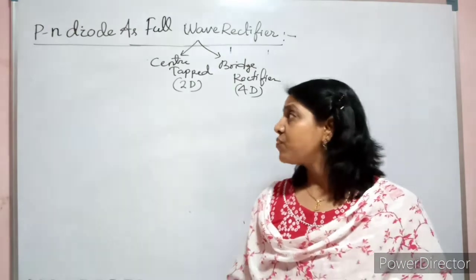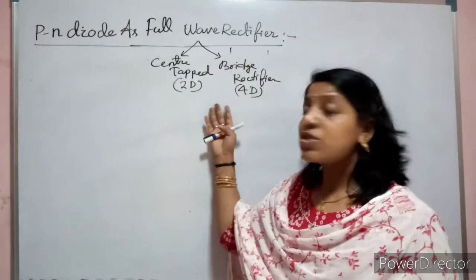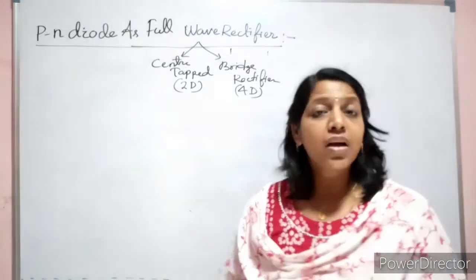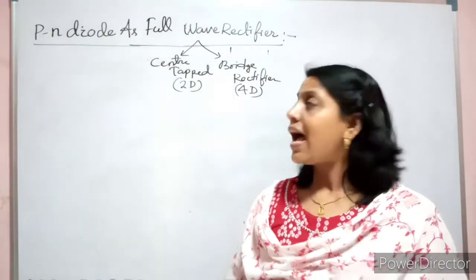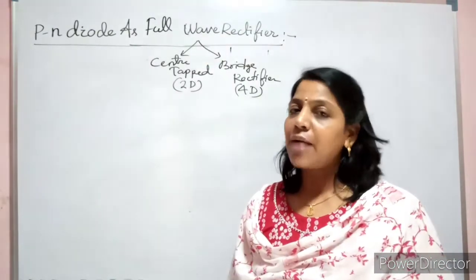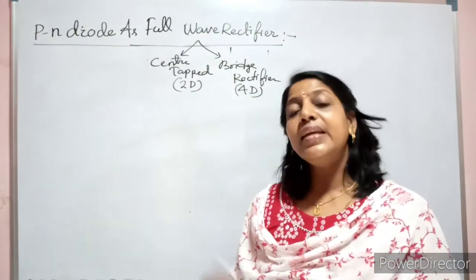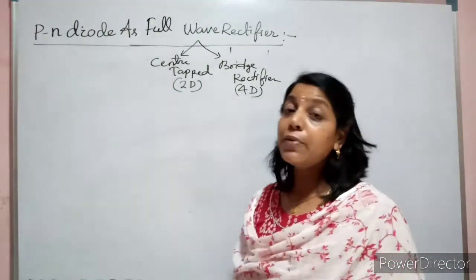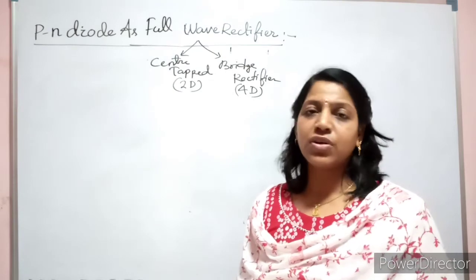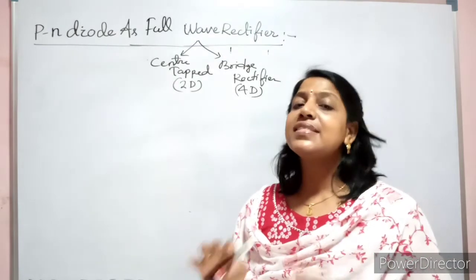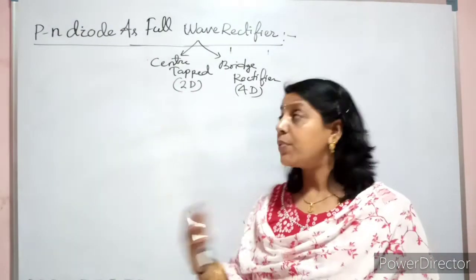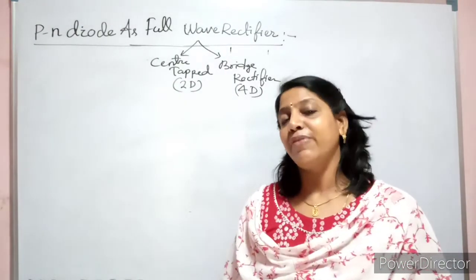Now the question will come to your mind, why are you using 2 diodes here, why are you using 4 diodes here. I'll explain one by one. In this lecture, I'll explain the center tapped full wave rectifier. Then in my next video, I'll explain the bridge rectifier. After the completion of this, I'll show the comparison between the two. Why is the bridge rectifier mostly preferred compared to the center tapped rectifier?